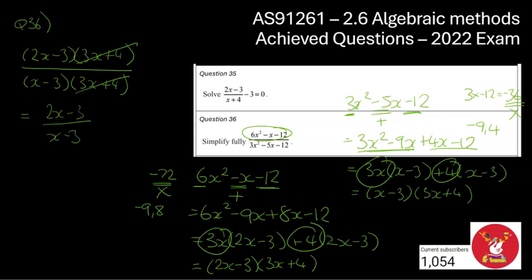So that question there, a lot of work there for an achieved mark. We had to factorize twice and then do the cancelling. If you need more help on the grouping method that I showed you, do let me know.